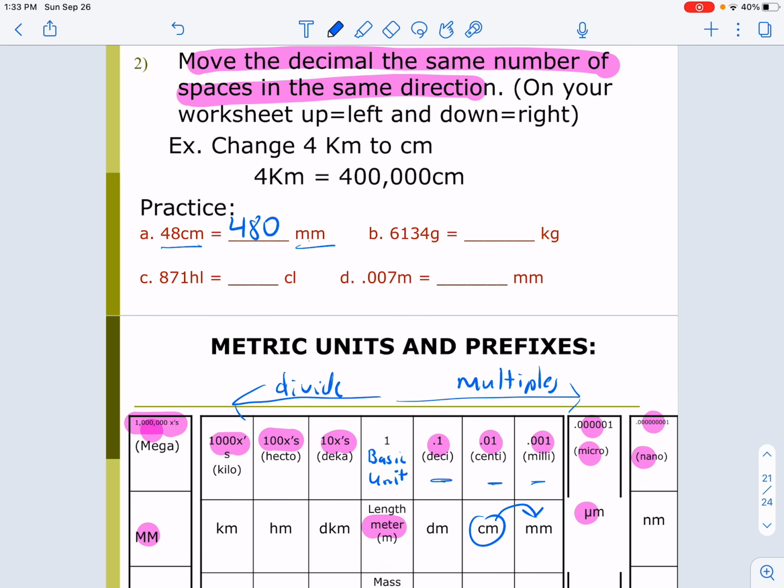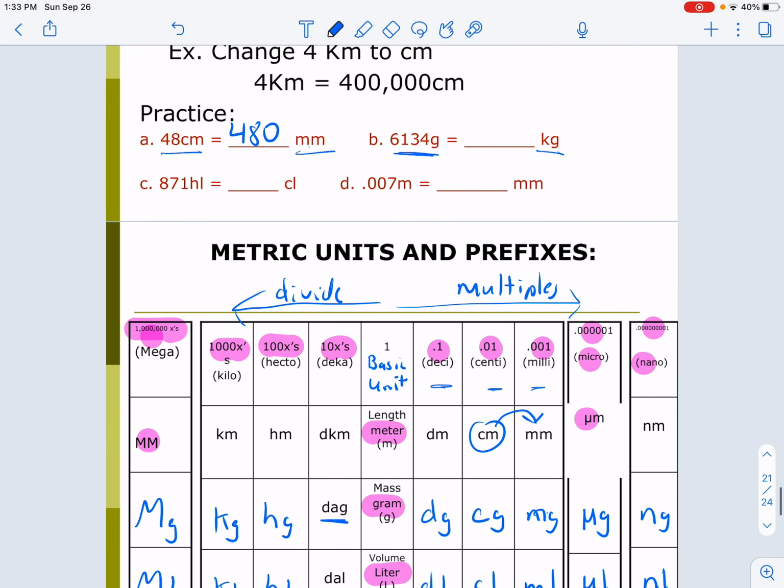So the next one, 6,134 grams to kilograms. So I'm going from grams, and I'm going to go 1, 2, 3 places to the left. Either I divide by 1,000, or the easier way is I move my decimal 3 places left. Here's my decimal, so let me write it larger up here, 6134. Here's my decimal, 3 places left, 1, 2, 3. That'd be 6.134 kilograms. Or if I took 6,134 and divided by 1,000, we'd get 6.134 kilograms.